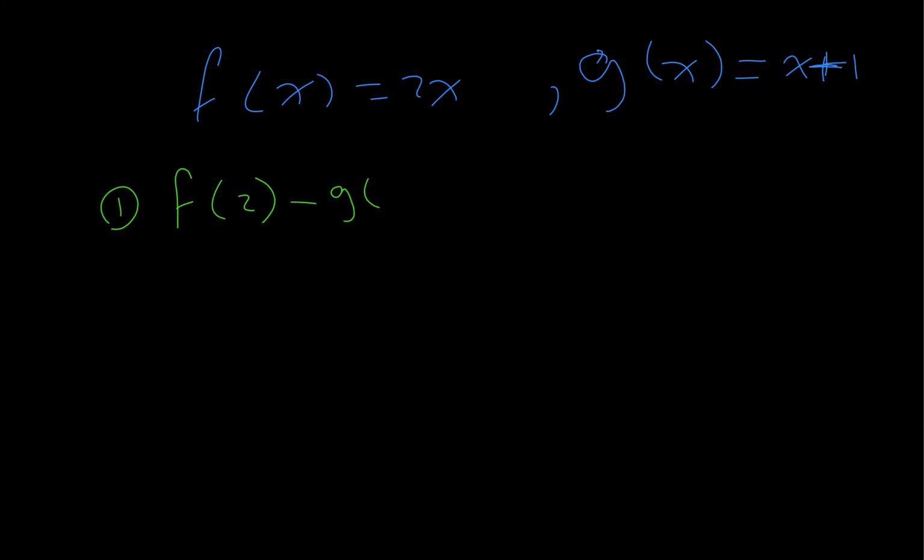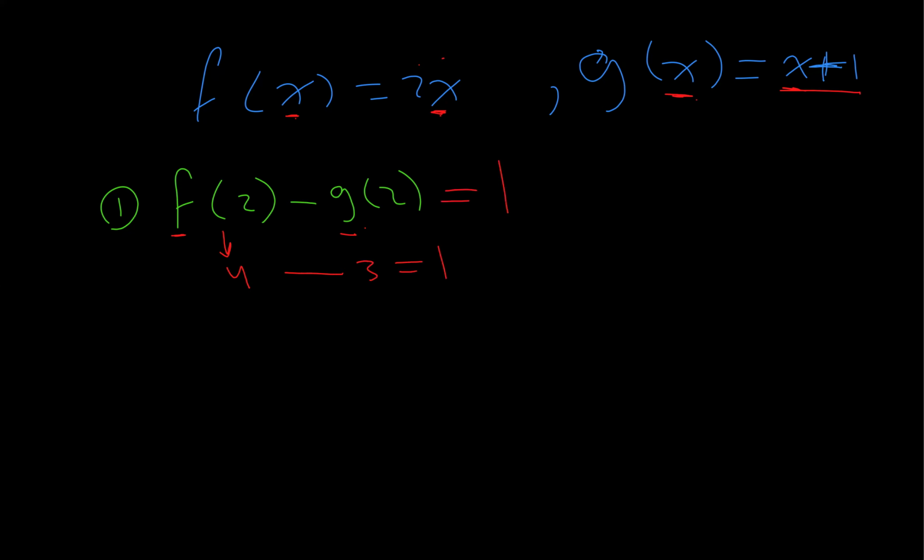Number 1, find f of 2 minus g of 2. That means f of 2, I'm talking about the function f, not the function g. So instead of x, you write 2. 2 times 2 is 4, so this represents 4. Minus g of 2, that means instead of x you write 2, so it's 2 plus 1, which is 3. So minus 3. The answer will be 1.